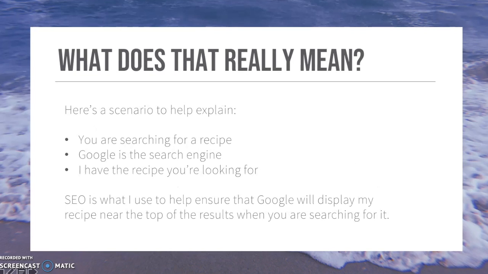So what does that really mean? I have a scenario to explain it for you. Let's say you go online to search for a recipe. You're going to use Google as a search engine, and on the other hand, I have the recipe that you're searching for on my website. Now, I want to make sure that you go to my recipe instead of choosing someone else's. And SEO is what I'm going to use to help ensure that Google will display my recipe near the top of the results when you're searching for it.